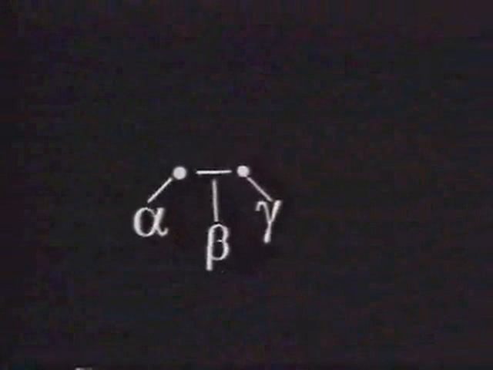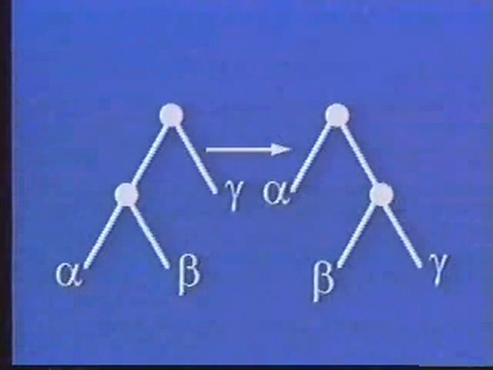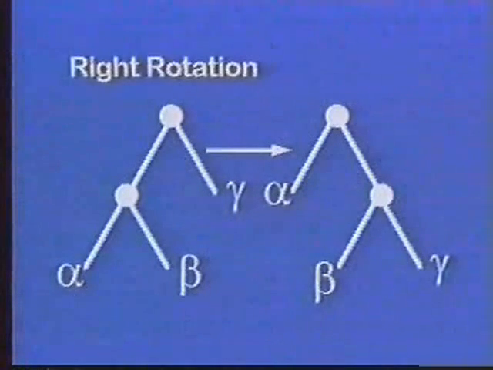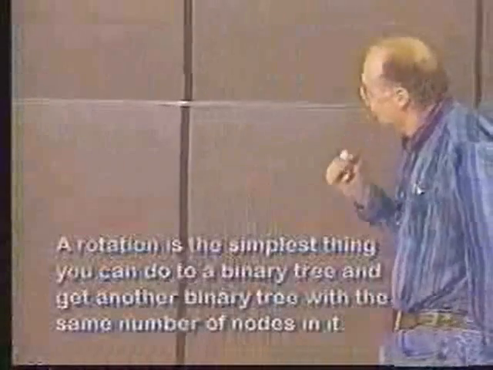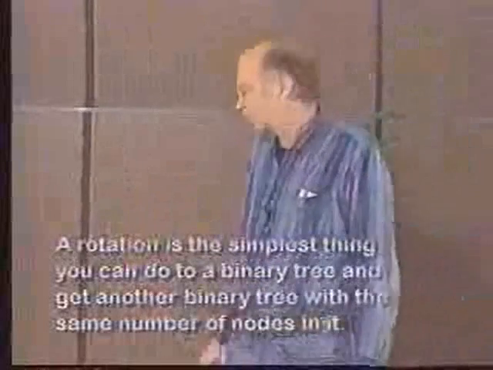If we convert this into the binary tree that looks like this, with alpha here, beta and gamma here, then we call this a rotation to the right. And then if I move the arrow in the other way, it's a rotation to the left. Okay. Now, this is the simplest thing you can do to a binary tree and get another binary tree with the same number of nodes in it.